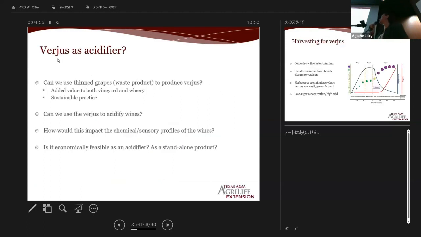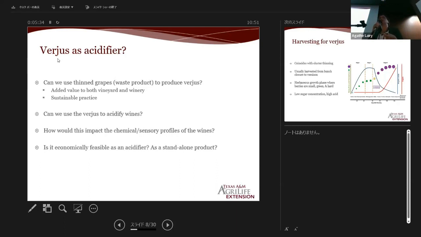So again, the question was, can we use verjus as an acidifier? A lot of grape growers practice crop thinning to improve the quality of their grapes. When you crop thin, you drop a portion of your harvest before the grapes ripen. Usually those grapes are considered a waste product and are left on the ground, not used for anything else. However, we know that we can press green grapes. We know that we can obtain verjus from them. So can we use that verjus as an acidifying option for wines made in Texas?